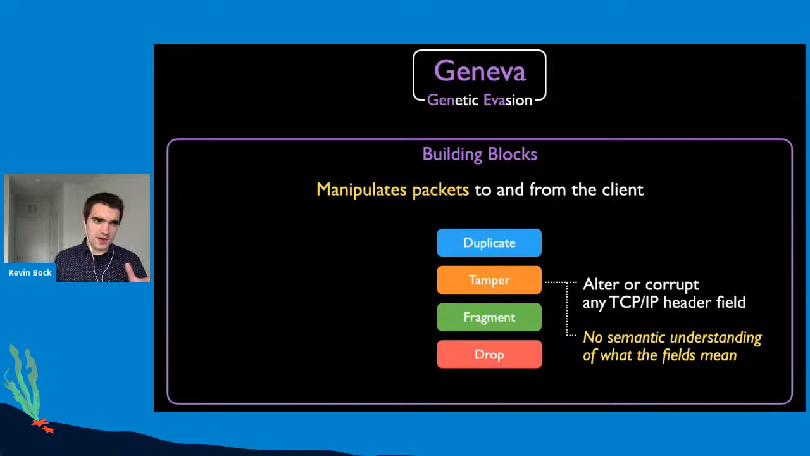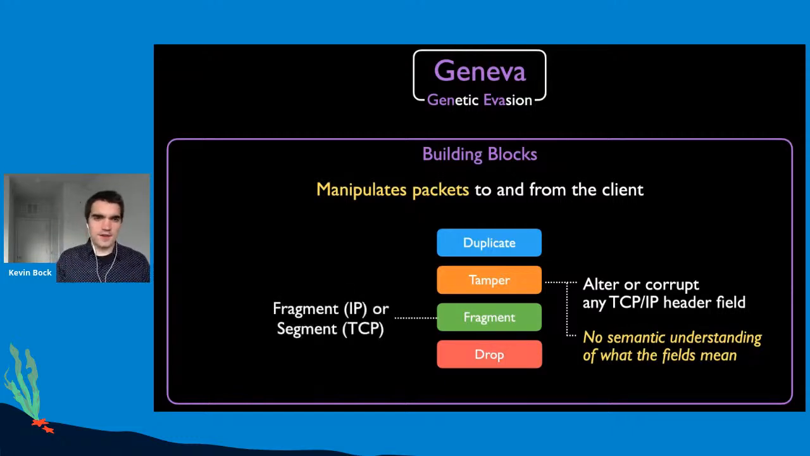So for tamper, we let it alter or corrupt any TCP/IP header fields. And importantly, it doesn't have any semantic understanding of what these fields mean. So for example, if it goes to modify the flags field, it sees the TCP flags field as something it can change, but it doesn't know that changing it to a SYN means the start of a connection. So syntax, but no semantics. And after it does an update, we will go back and make sure the packet is syntactically correct. We'll update the checksums, the lengths, etc.